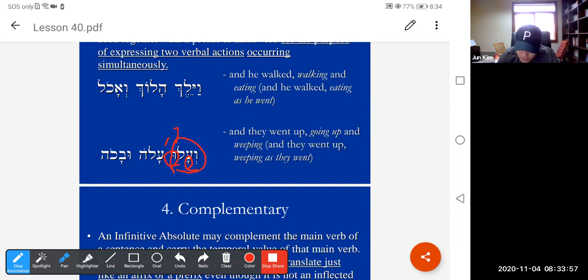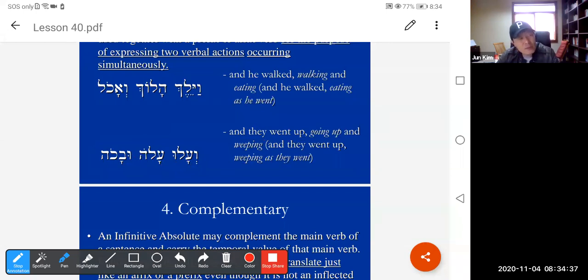But anyway, the translation is what? And they went up. Alah means going up, and baka means weeping. As you can see, the most important thing we need to remember here is that two verbs are used in the infinitive absolute. You can think about this as ongoing action, like these two actions are taking place simultaneously. That is the third usage.